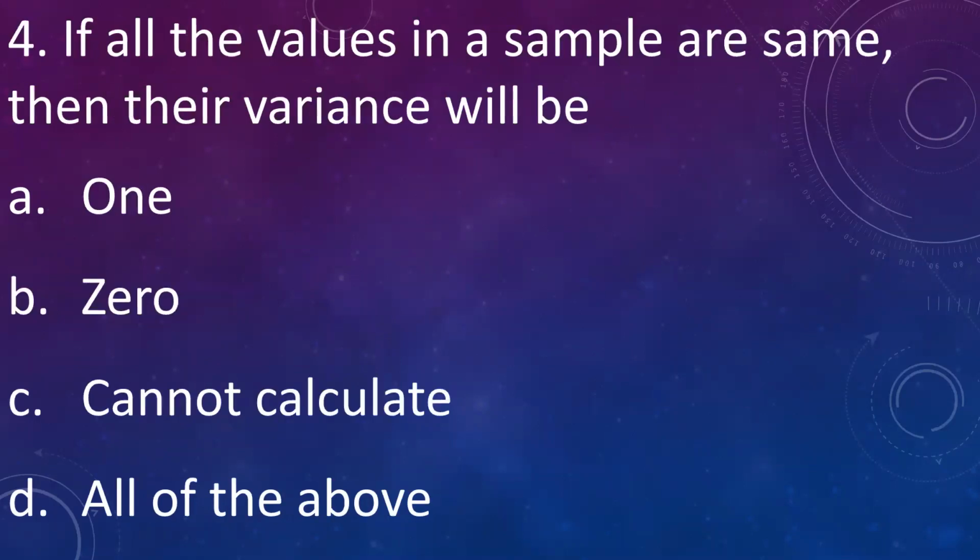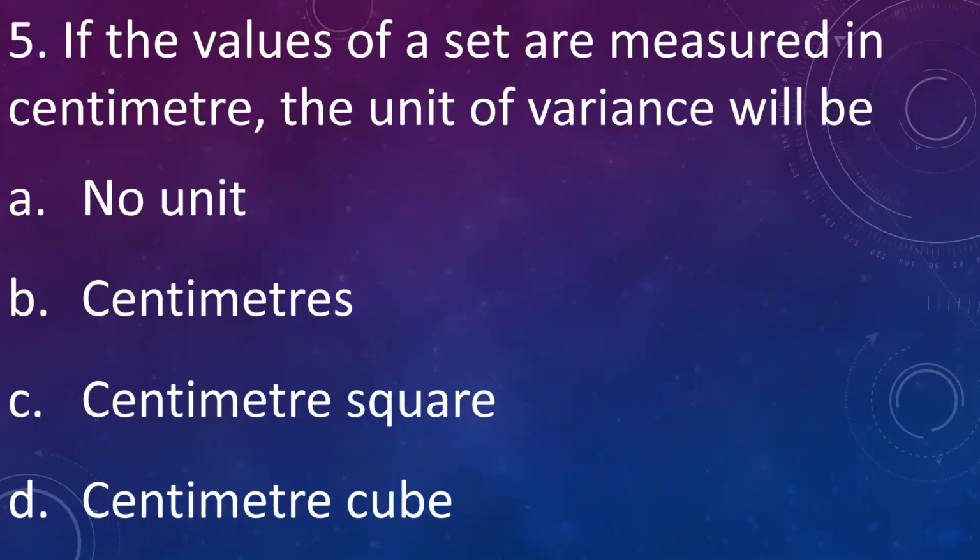Then if all values in a sample are the same, then the variance will be: A. 1, B. 0, C. Cannot be calculated, D. All of the above. Answer is 0, because all the values are the same in the sample, there will be no variance. Variance means degree of variation from the mean. So there is the same variation, so variance will be equal to 0.